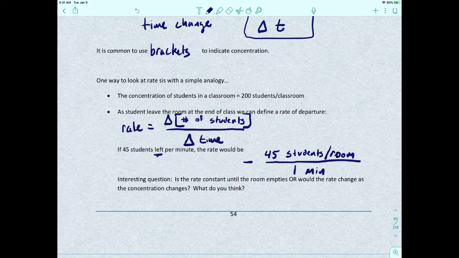Before we get any further, let me ask a question here. Is this rate constant until the room empties, or would the rate change as the concentrations change? As the concentration changes, will the rate change or does the rate stay the same? Basically, every minute are we still losing 45 students, or does that rate actually change? The answer to the question is that the rate must change.